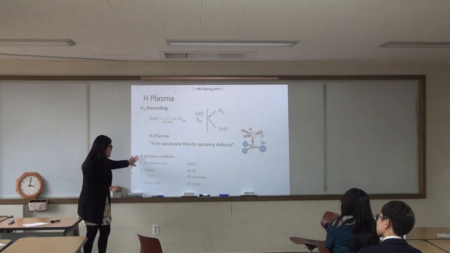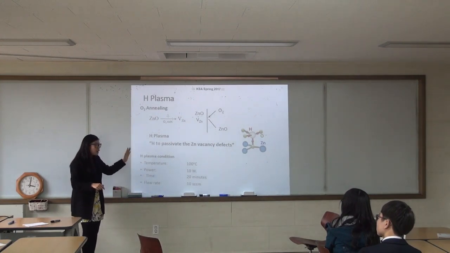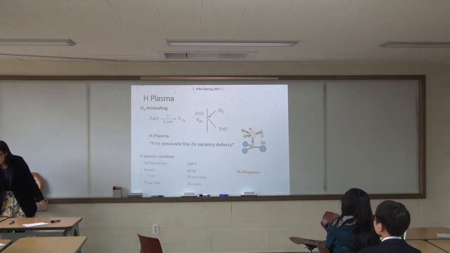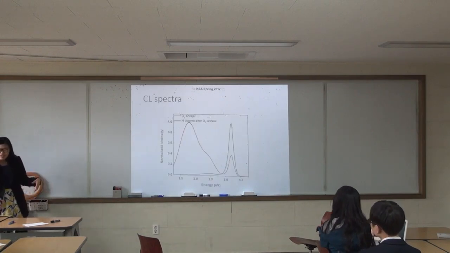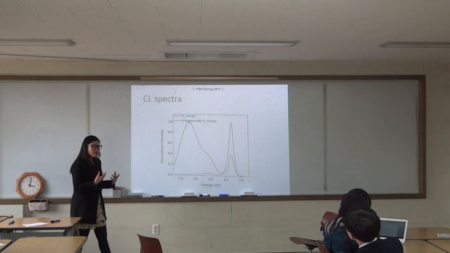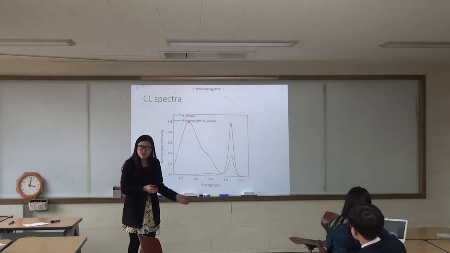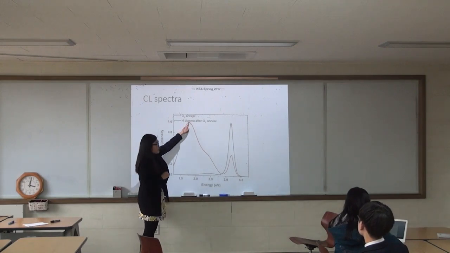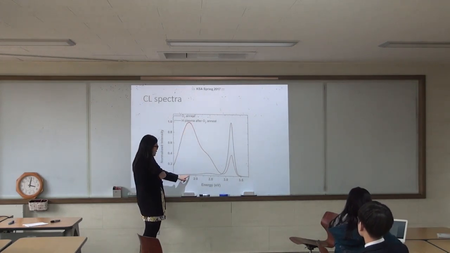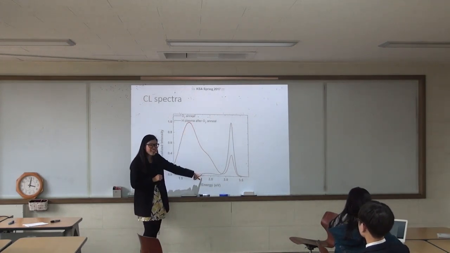Okay, so then I did hydrogen plasma, following this condition. What happened then? The red luminescence disappeared. So it confirmed that this might be the thing that I proposed, it should be correct. As you can see here, the oxygen and the red luminescence here, right? After hydrogen plasma, it is gone.